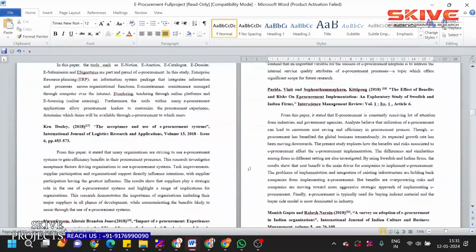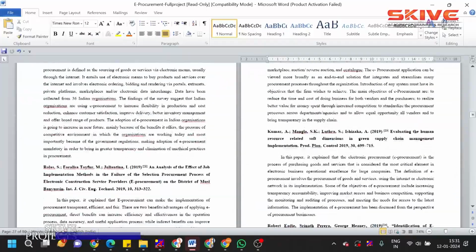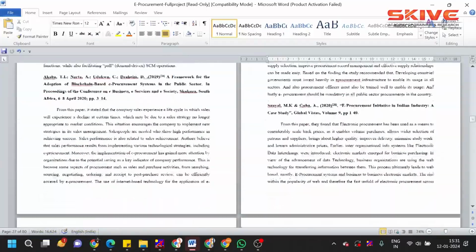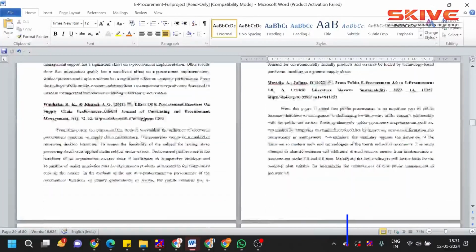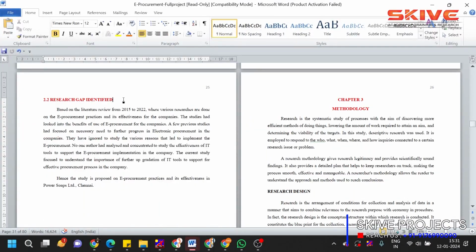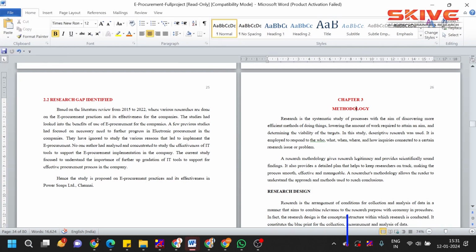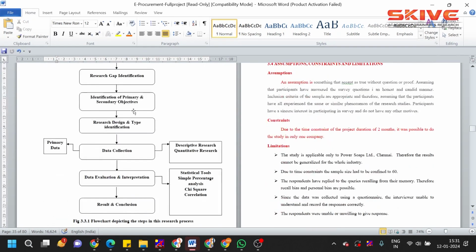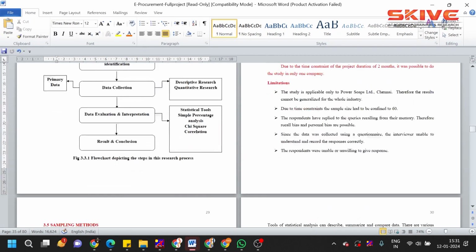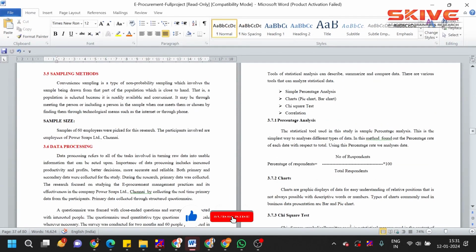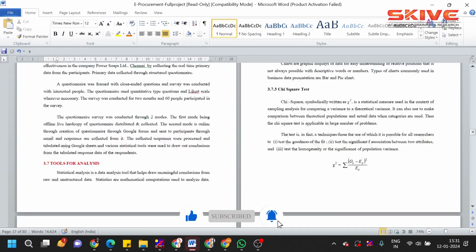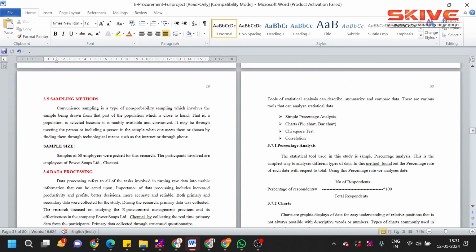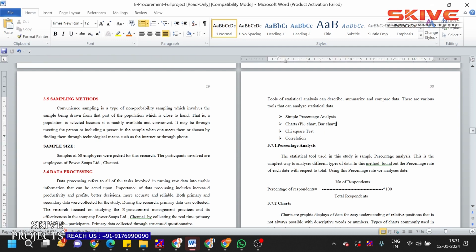The review of literature includes the various reference papers of previous researchers, and the research gap is in chapter 2.2. Chapter 3 is the methodology: research process, flow diagram, sampling methods, data processing, and tools for analysis. Generally we use simple percentage analysis, charts, chi-square test, and correlation method.